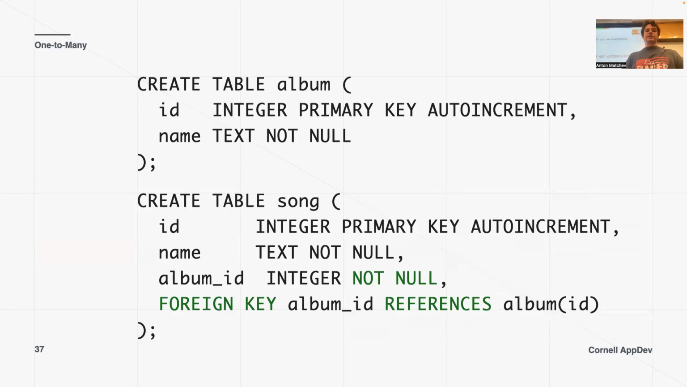So this is the syntax for creating a one-to-many relationship. Our album table is going to be the same as before. We have our ID and the name of the album. And then our song table, we're going to have the ID of the song, the name of the song, and then again, we're going to have this album ID be an integer. In this case, we don't have the unique keyword because we want multiple songs to have the same album ID. So we're going to have integer not null. And then again, we're going to have the foreign key keyword, album ID, references, the ID column in the album table.